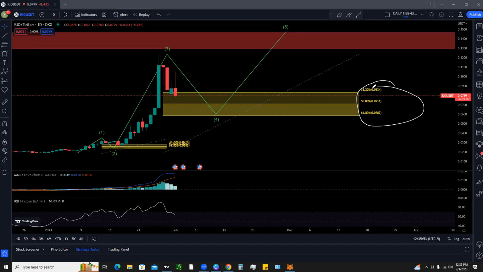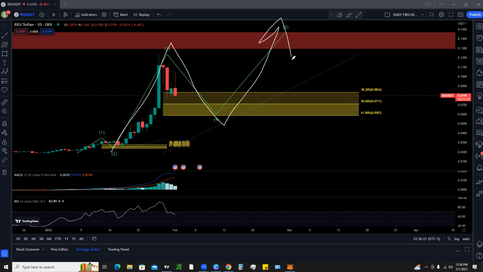So the three major levels to watch out for are going to be 0.0834. As you can see, we're already trading below that level right now. So our next support level to the downside is going to be here at 0.0711. And then ultimately our last retracement level is going to be 0.0587. So we could find support at any one of these, right, and push up higher, or we may come down and test our bottom 61.8% retracement level before pushing higher.